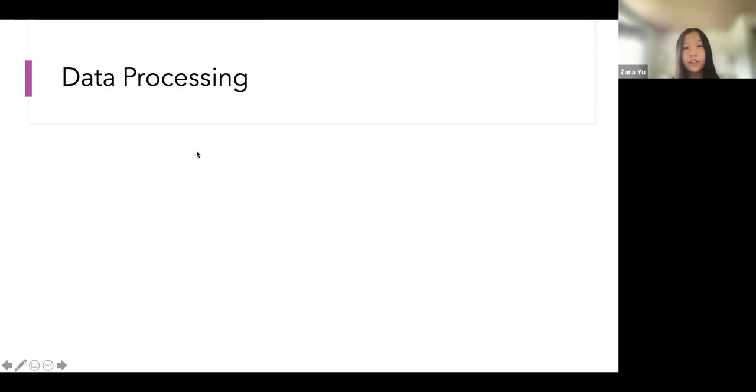The next thing we have to go over is data processing. How would we organize our data properly in order for us to analyze it afterward? I'll give it another few minutes to think about it.